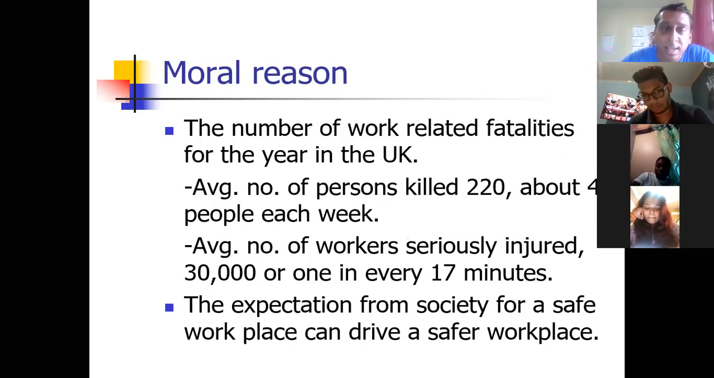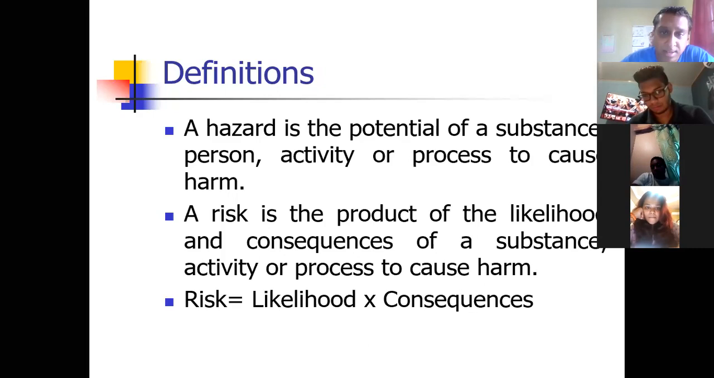Next definition, and this is the last one for today. They say risk is the product. Product means to put together, if you remember a little bit of primary school or secondary school maths. So product is the togetherness or putting together of the likelihood and the consequences of a substance, activity, or process to cause harm. What are they saying? They're saying here, risk is the product of the likelihood and the consequences of the hazard.